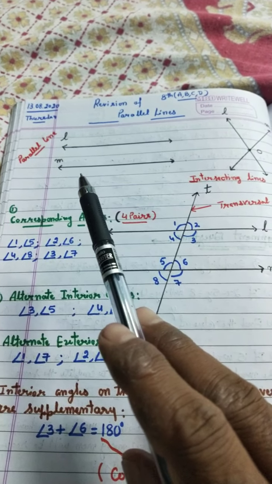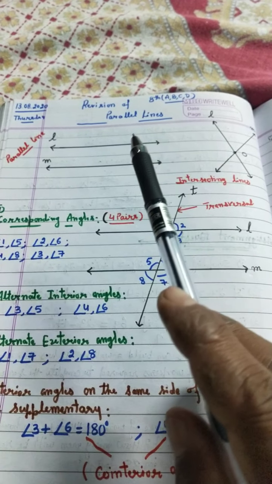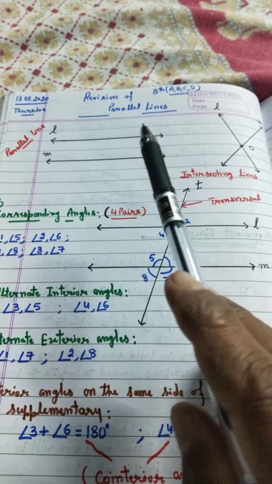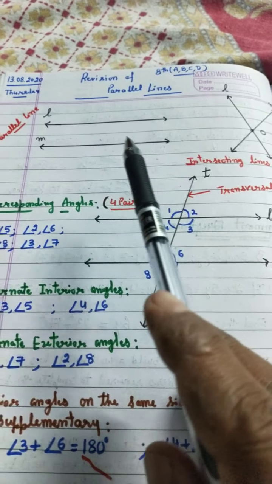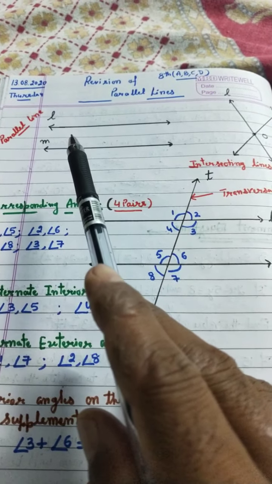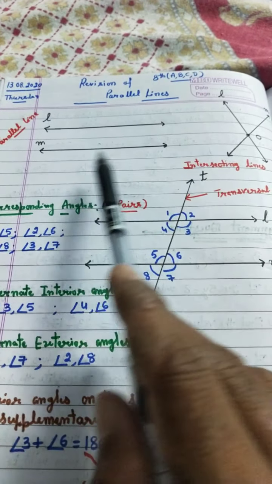30th August, Thursday. Class 8th, revision of parallel lines. What do you mean by parallel lines? Here L and M are two lines in a plane. They are parallel.